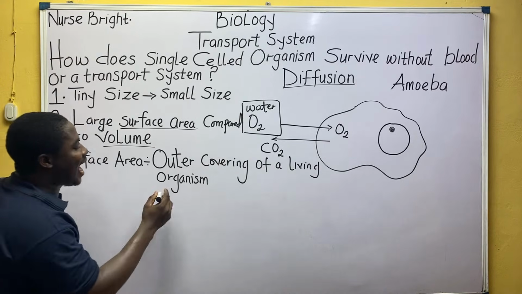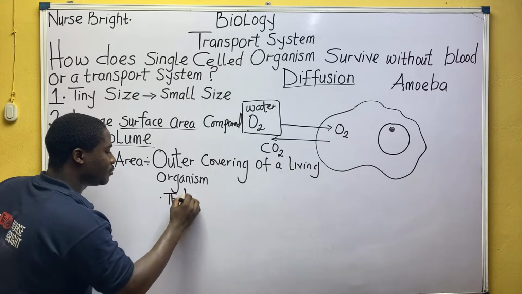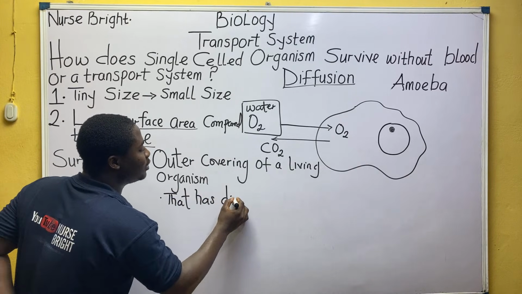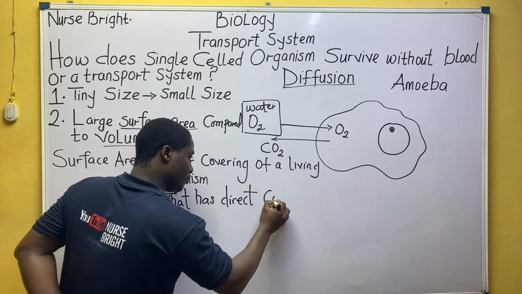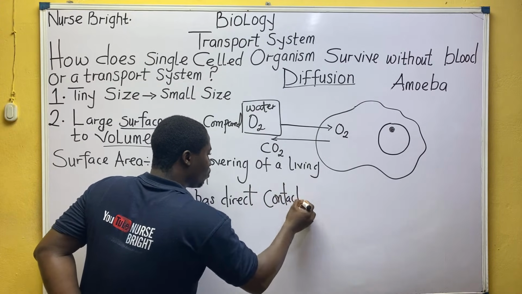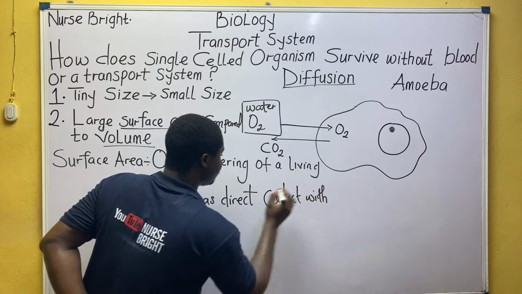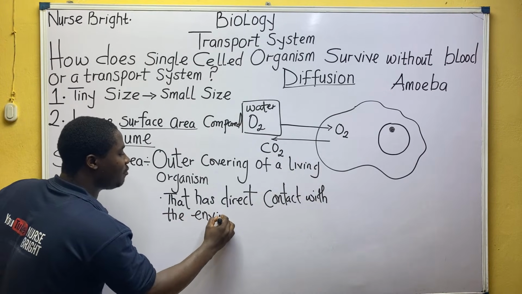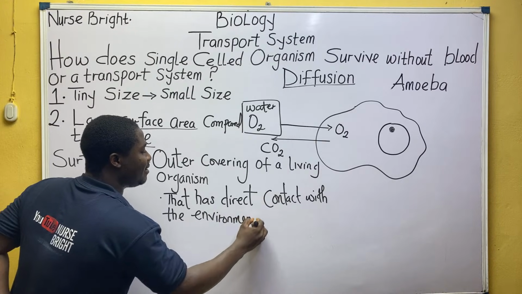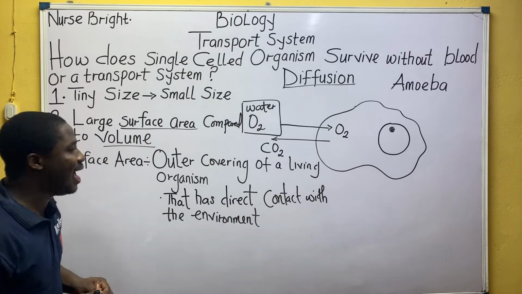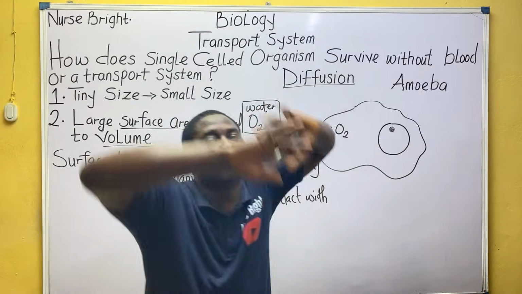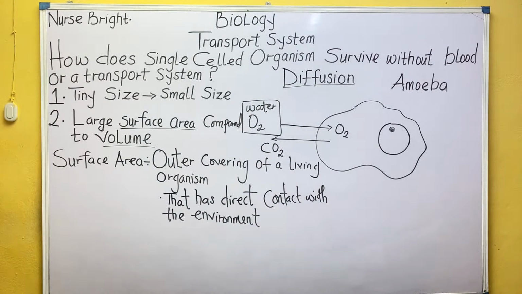It is this area that has direct contact with the environment. Very true. It is this area, the surface area, that has direct contact with the environment. Class, does that make sense to you?